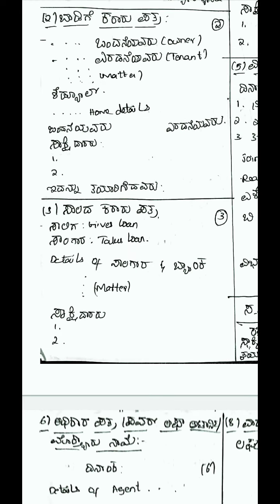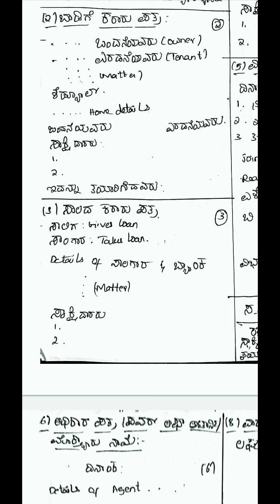The third letter is Salada Kararu Patra. As the name indicates, this letter is for giving a loan. This letter is framed by the person who is giving the loan and is signed by the person who is taking the loan. So in this there is a Saliga who gives the loan and then a Salagara who takes the loan. At the top we have details of the Salagara and the bank. The person who is taking the loan, his details, and the bank details from which he is taking the loan. You have to write these details.